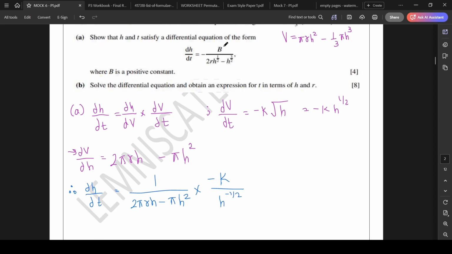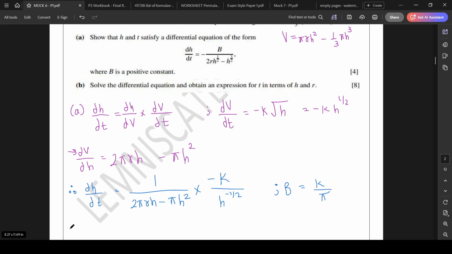Now, there is also no pi involved over here. So I can transfer this k and pi, which are the constants. I can just take it out as a common and call it b. So I just call over here that my b will be equal to k over pi.